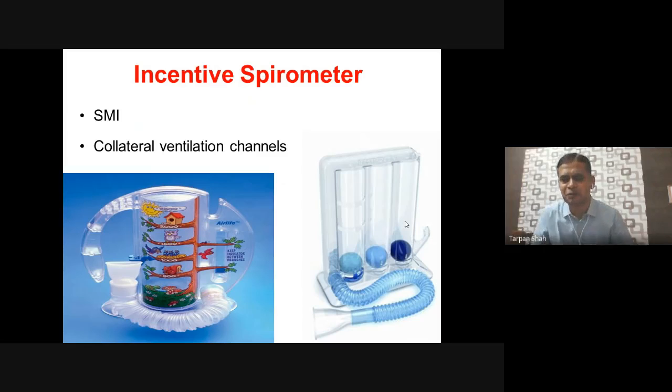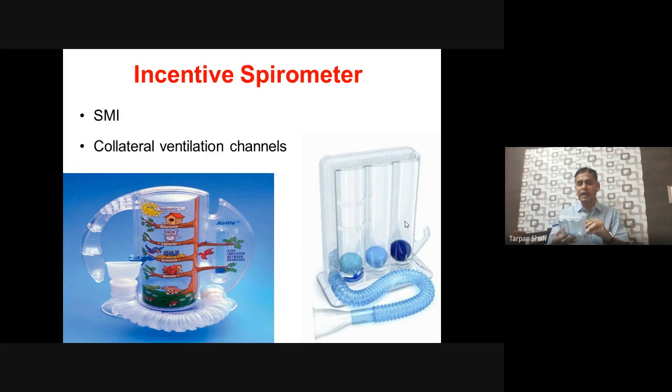Incentive spirometer is very, very simple, and very commonly you will see it with almost all CABG and cardiac surgery patients, or pulmonary surgery patients. I also have one incentive spirometer device with me, and I'm going to show you. It may be a 1 ball device or a 3 ball device.